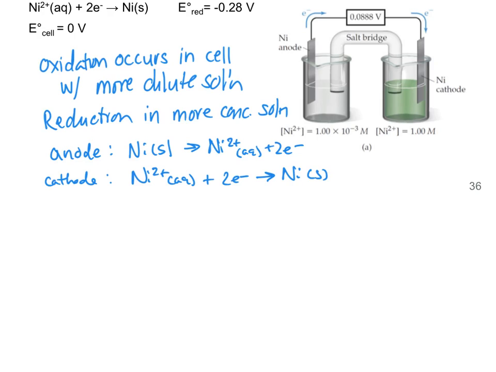And actually, I need to be more specific here. In our anode, we're going to have aqueous but dilute. In the cathode side, we'll have aqueous but concentrated. So we can't actually cancel out our ionic nickel. Okay? The solid does cancel out. So overall, we're going to have nickel 2 plus aqueous concentrated forming nickel 2 plus aqueous in the dilute cell.